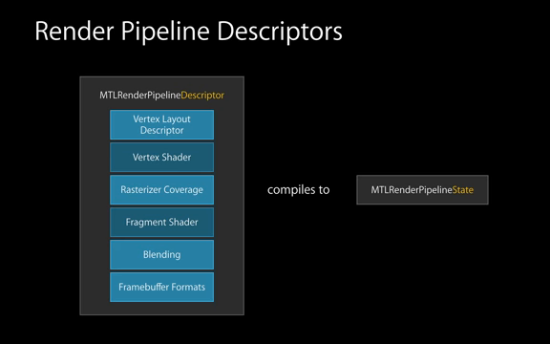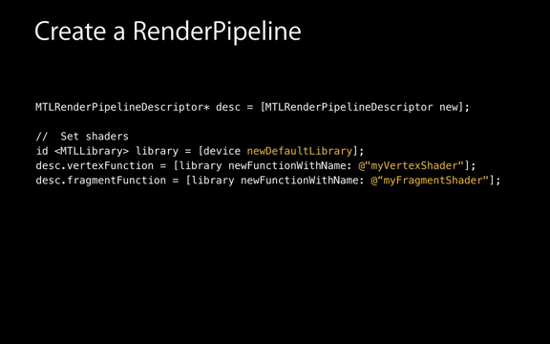I'm going to build one render pipeline in this application. So let's go look at the code. So first, I'm going to conjure up a new descriptor. And the very first things I'm going to set on it are my vertex and my fragment shaders.